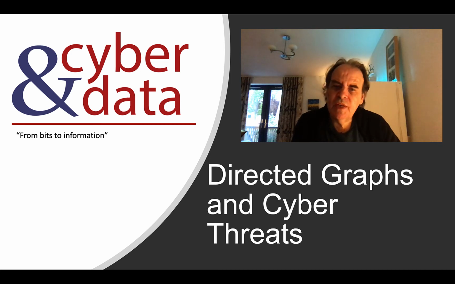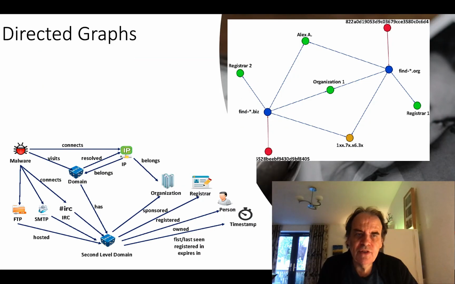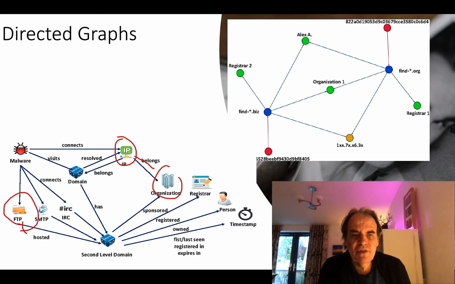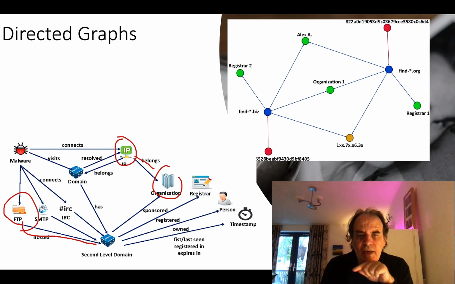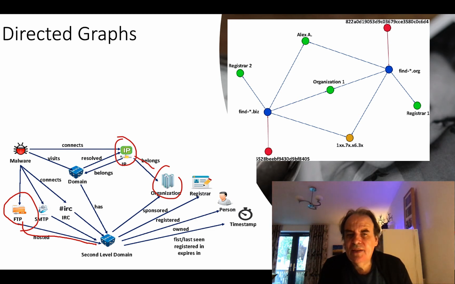And one way that we do this is with what's called directed graphs and mapping cyber threats. So the directed graph might look something like this. So we might have an IP address, and that belongs to an organization, and we might have an FTP service hosted on a second level domain in this case. So in this case, we can actually start to link together entities that are associated with each other.